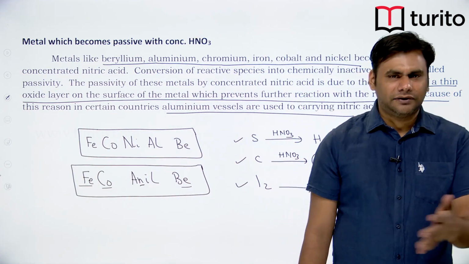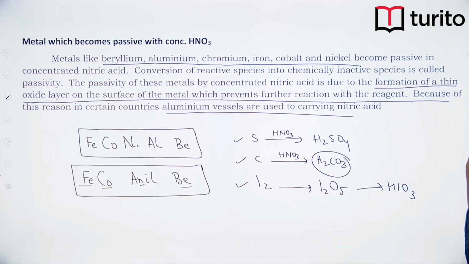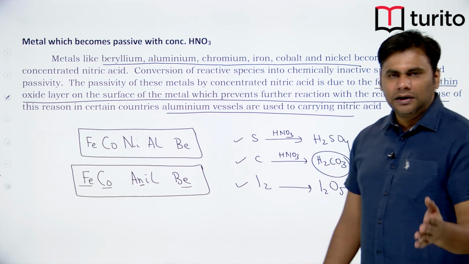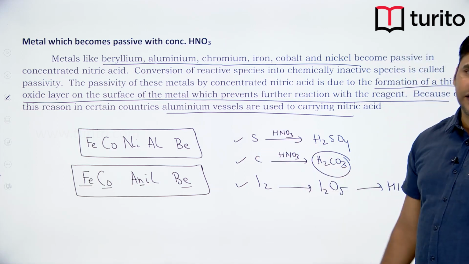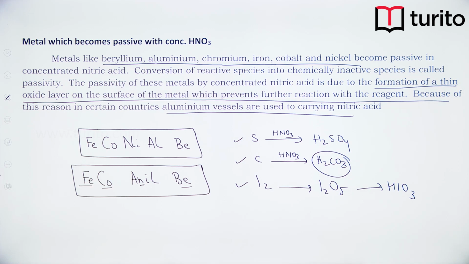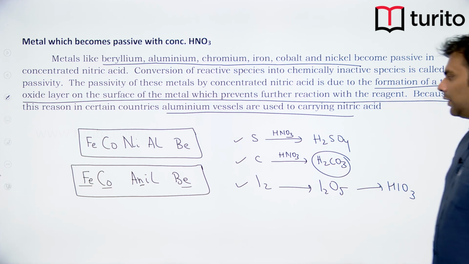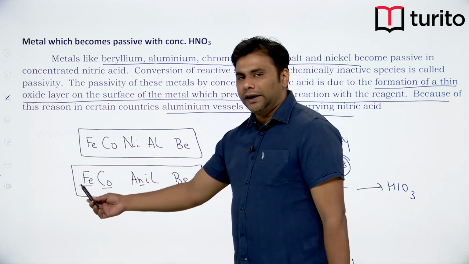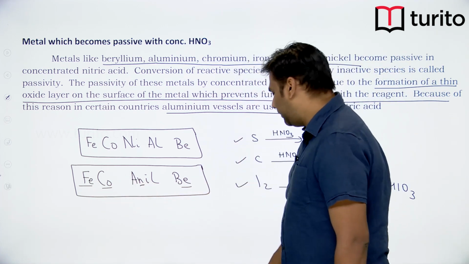Now these are important, that's why we are trying to remember them through mnemonics. You have to write the mnemonics separately, and write what the mnemonic stands for and where it is used, so that you will be able to memorize them easily. So FeCO anil biscuit: iron, cobalt, aluminum, nickel and beryllium.